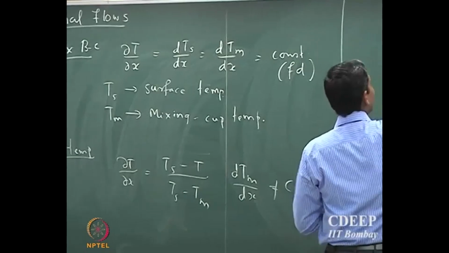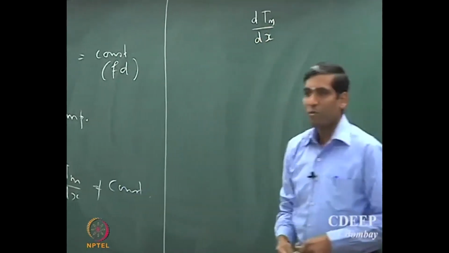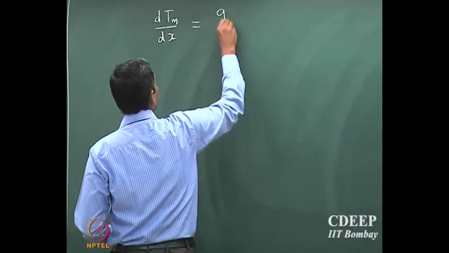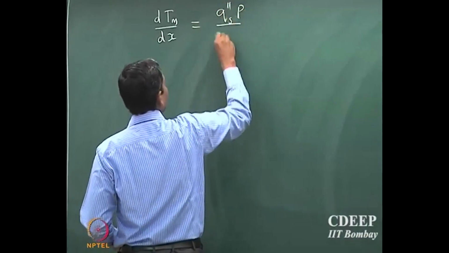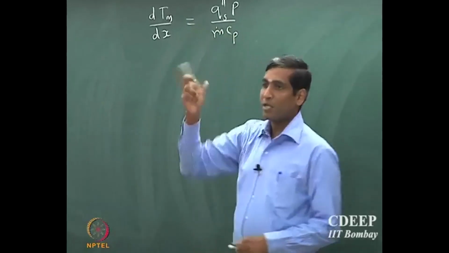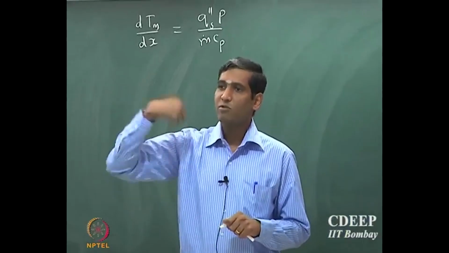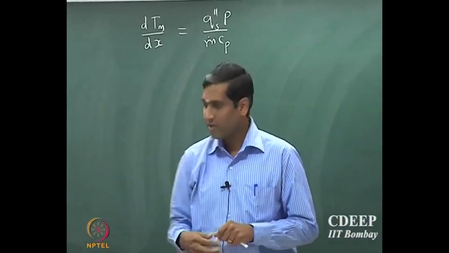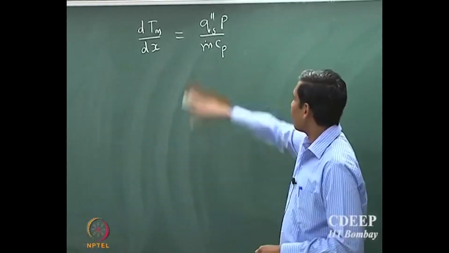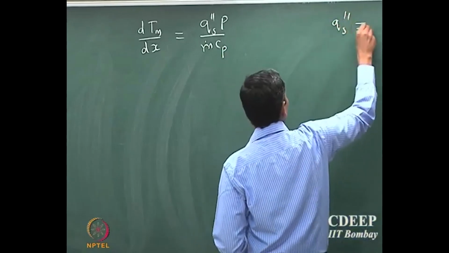So, we wrote an overall energy balance for the mixing cup temperature, and we found that dTm/dx should be equal to Qs prime P by m dot Cp. Note that the minus sign will depend upon the direction of the heat transport, from the fluid to the surrounding or from the surrounding to the fluid. Okay. Now if it is a constant temperature case, obviously the flux, Qs double prime, is not constant.